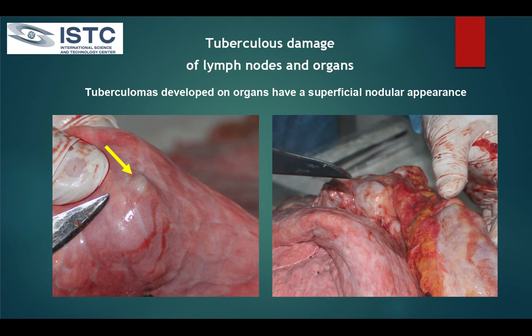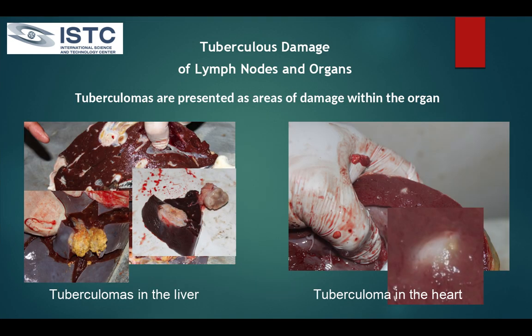During the examination, it is necessary to carefully palpate the investigated organs, as tuberculomas, identifiable as dense formations in tissue, may be easily missed during visual inspection, while palpation yields good results even if the disease has not progressed too far and the tuberculomas are not fully formed or not very dense. The slide shows us tuberculomas in the liver and heart. It is important to note that tuberculoma formation in the heart is an extremely rare occurrence.